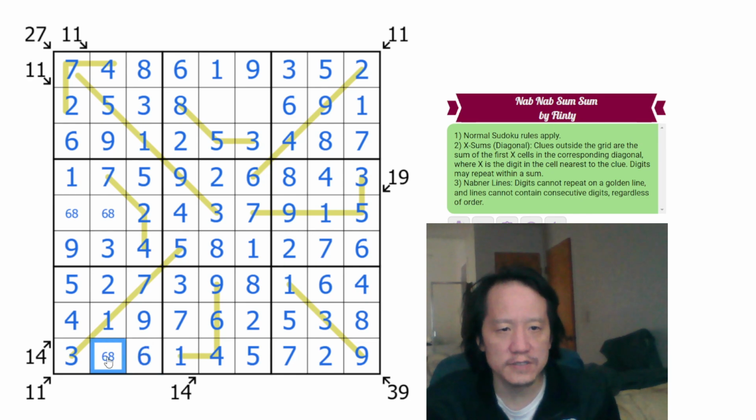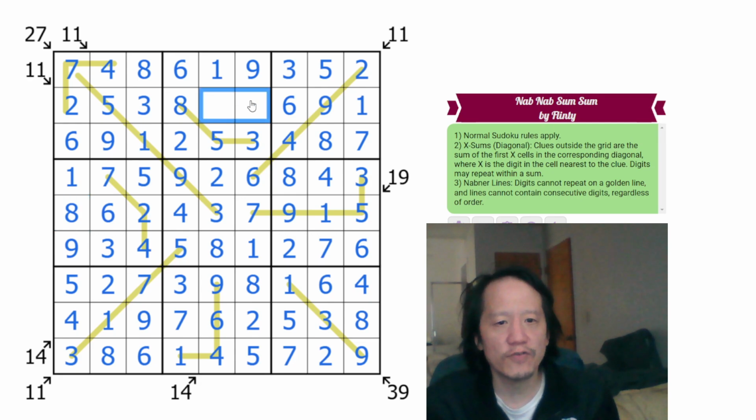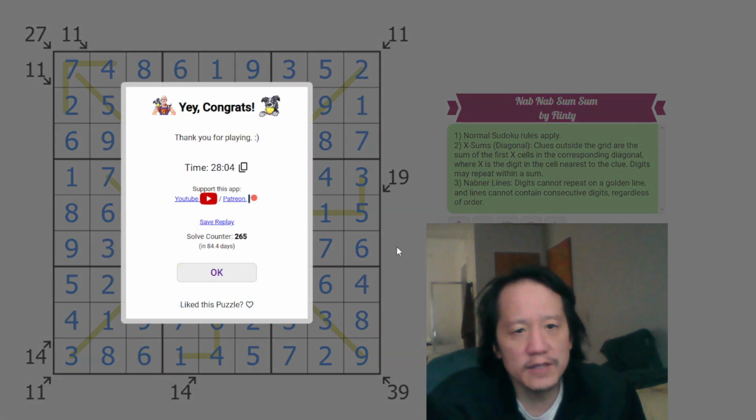This is 6. This is 8, which forces that to be 6, which forces that to be 8. And we have a 4-7 pair. This can't be 4, so this is 7. This is 4. And that's a solution.